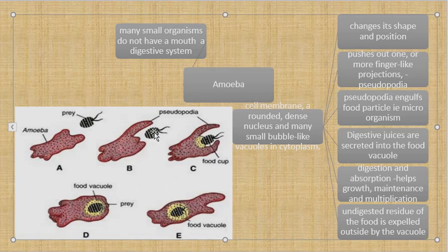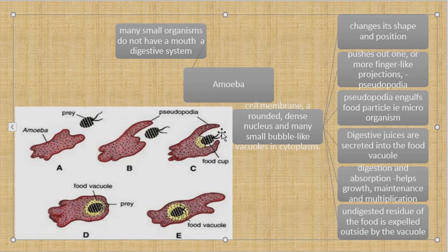When they find the prey, then the pseudopodia try to engulf the prey. The pseudopodia, the finger-like projections, engulf the food. It can be living or non-living. This prey or food particle is engulfed by the pseudopodia, and this microorganism or food particle is taken into the vacuole. Once it is engulfed, it closes.